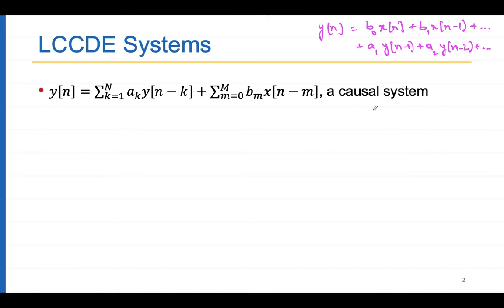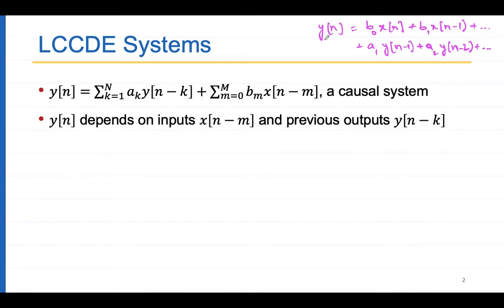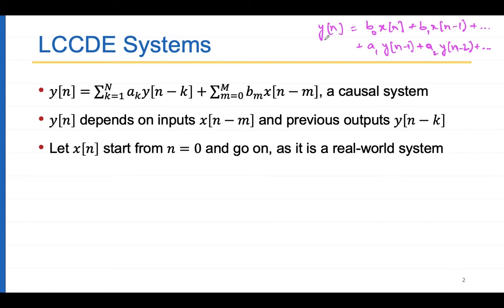And if this system is a causal system, it's a real world system where my x[n] is streaming in and my y[n] is evolving accordingly, and the current value of y[n] also depends on the previous values of y, right? So this is an LCCDE and it's a causal system. Now let x[n] start from n equal to 0 and go on, as it is a real world system. So I define n equal to 0 as my starting point, and then the system keeps evolving.